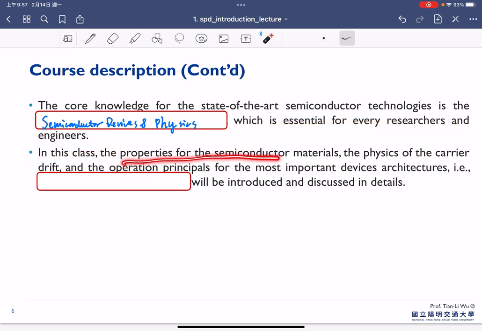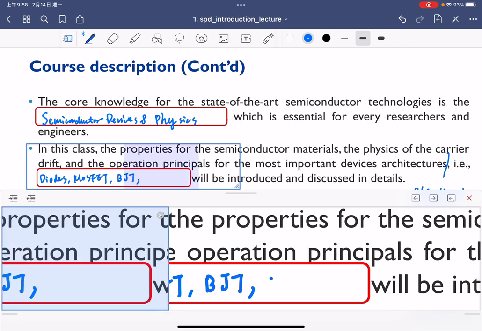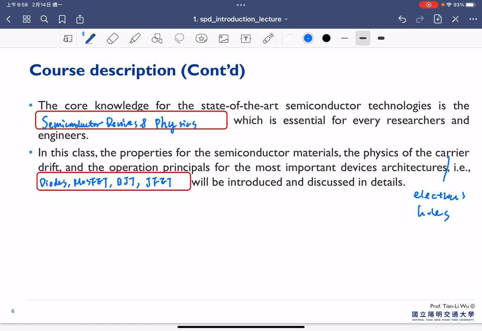So in this class, we will cover the properties of semiconductor material. We will explain the typical materials we use, and then the physics of the carrier. The carrier here means the electron and hole. So we will talk about how the electron and hole are transported in our semiconductor material. And the operation principle: how the device can function, how the device can work for the most important device architectures. For example, the first one is the diode. The second one will be the MOSFET. And then the third one will be the BJT, and the last one will be the JFET. They will be introduced and then discussed in detail.